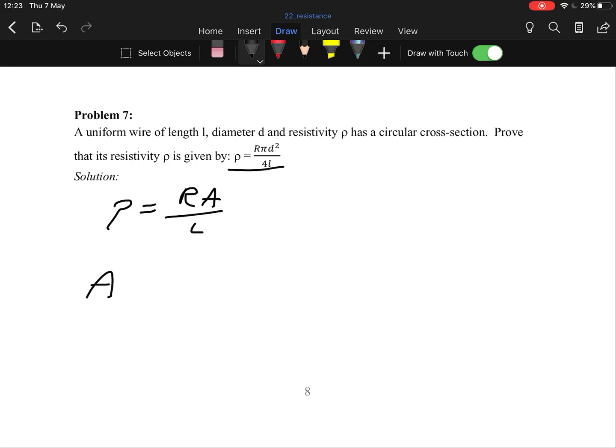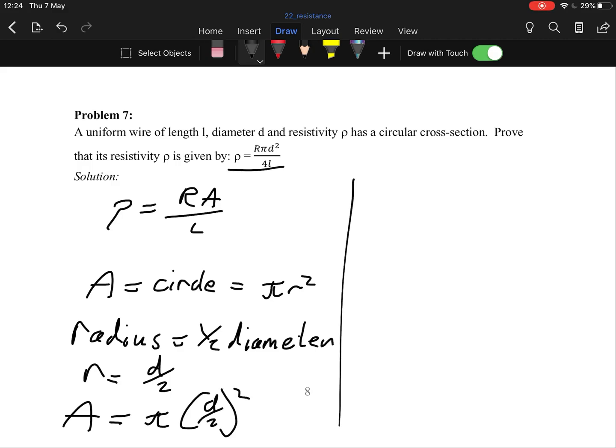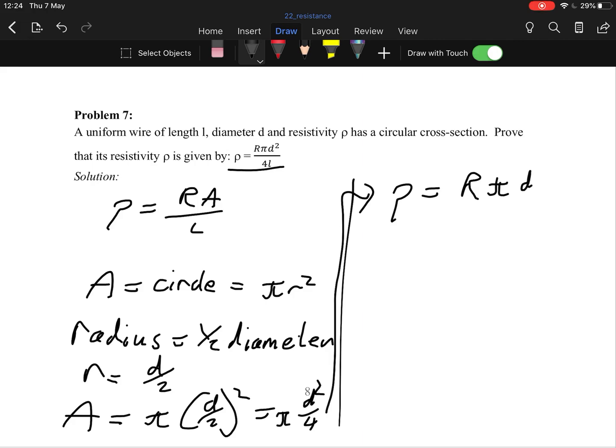So we look at our area. What is our area? It's the area of a circle, which equals pi r squared. What is the radius? Radius is half the diameter, so r equals diameter over 2. Therefore, area equals pi times (d over 2) squared, which equals pi d squared over 4. So we sub that back in. Rho equals R pi d squared over 4, over L.